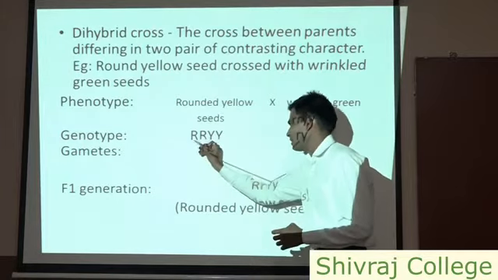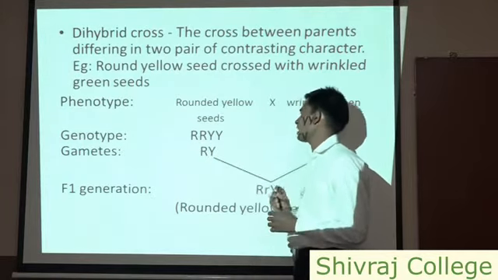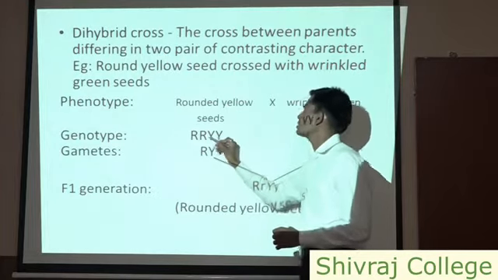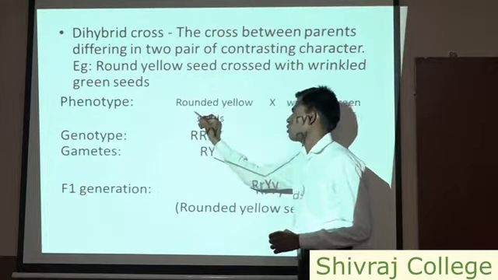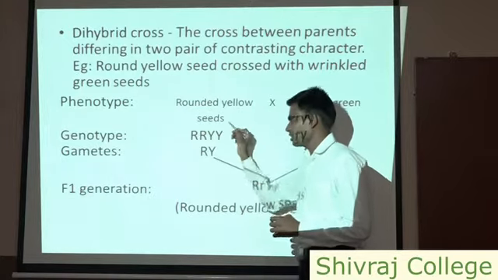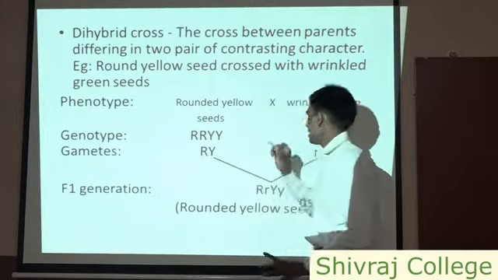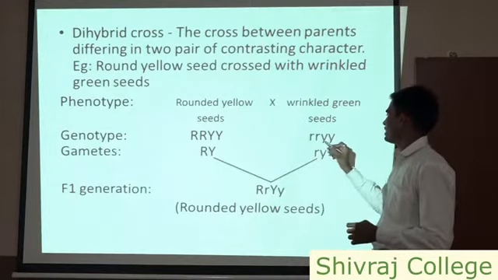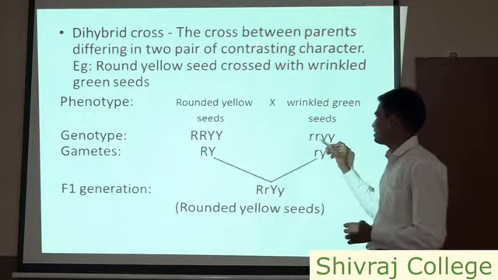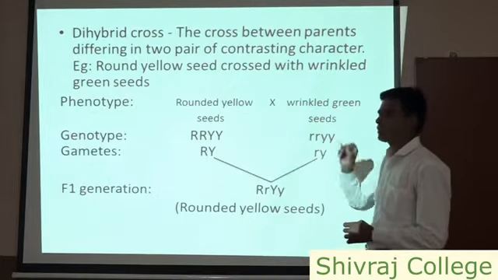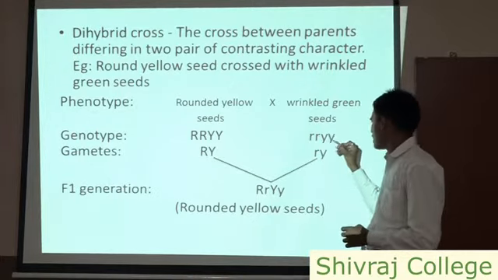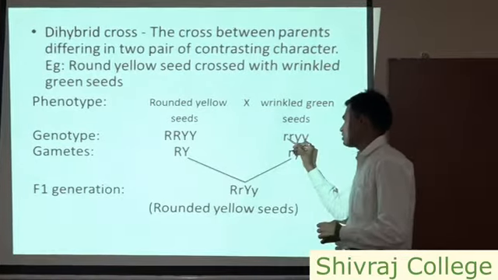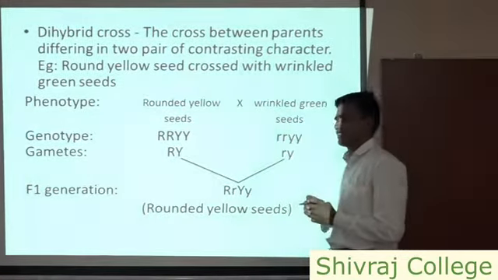So this genetic constitution, or genotype, is responsible for formation of round shaped yellow colored seeds. These are the genetic constitutions. Another plant has wrinkle green seeds: small r is responsible for wrinkle shape, and small y is responsible for green color seeds. So these are the genotypes of those plants.